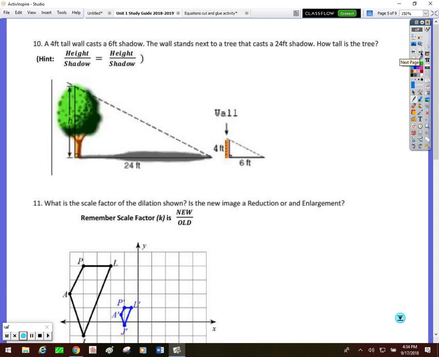Indirect measurement. I know the height of this wall. I know the shadow it casts. What I don't know is how tall the tree is. Okay, I've given you a hint, and guys, remember, it doesn't matter.